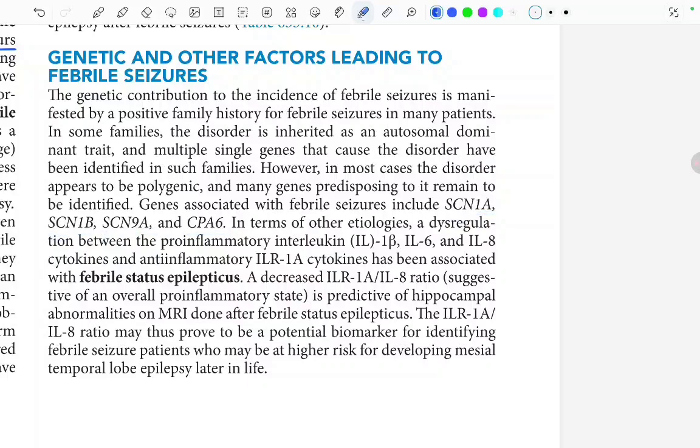In terms of other etiologies, a dysregulation between the pro-inflammatory interleukin 1B, interleukin 6, interleukin 8 cytokines, and anti-inflammatory IL-1RA cytokines has been associated with febrile status epilepticus. A decreased IL-1RA to IL-8 ratio, suggestive of an overall pro-inflammatory state, is predictive of hippocampal abnormalities on the MRI done after febrile status epilepticus. The IL-1RA to IL-8 ratio may thus provide a potential biomarker for identifying the febrile seizure patient who may be at higher risk for developing mesial temporal epilepsy later in life.